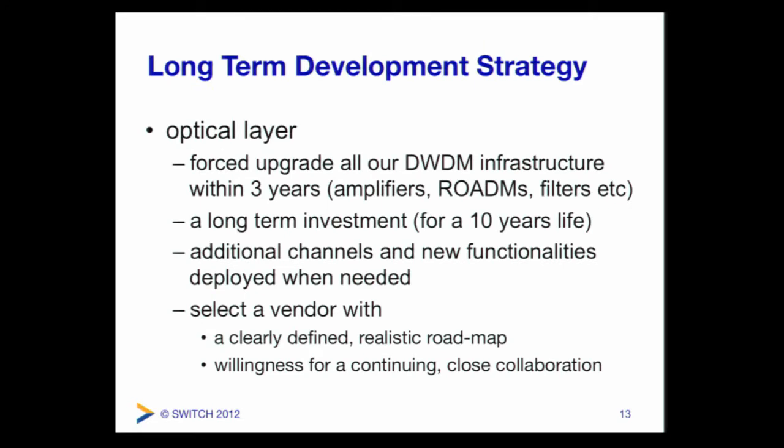Our strategy on the optical layer: we want to upgrade all the DWDM infrastructure within the next 2 to 3 years. This means amplifiers, ROADMs, filters, compensators, whatever. Then we will light up as many lambdas as we need, and in future we light up when we need something, where we need it, etc. And we really expect a very long life for this infrastructure. We hope it will be another 10 years. That's why we have to be very careful what we select.